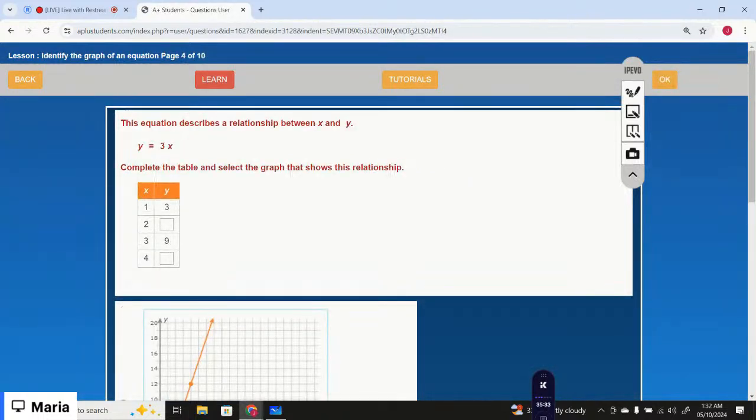Okay, this equation describes the relationship between x and y. Y equals 3x. Complete the table and select the graph that shows the relationship. So which is the correct option? You are given two of the graphs. First thing you need to complete the table and then you have to find the correct graph, right?